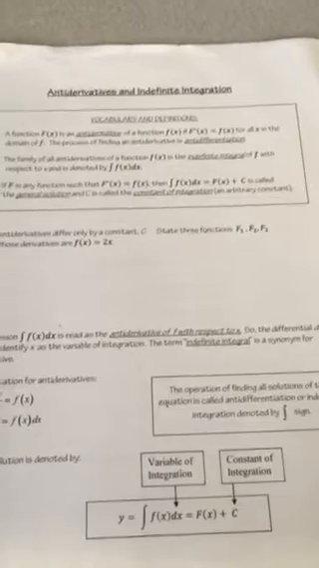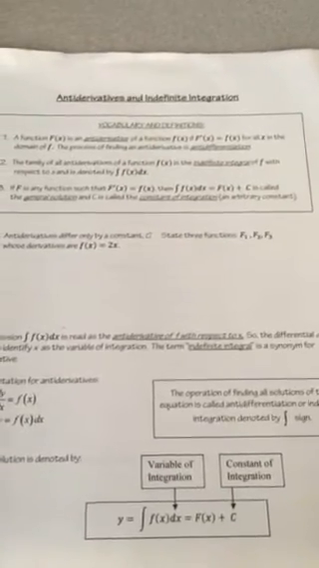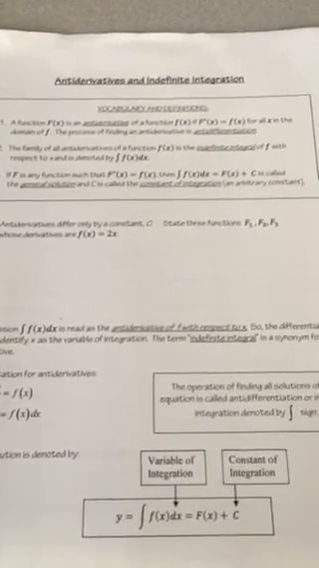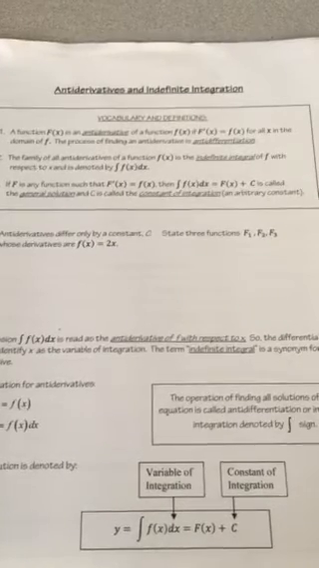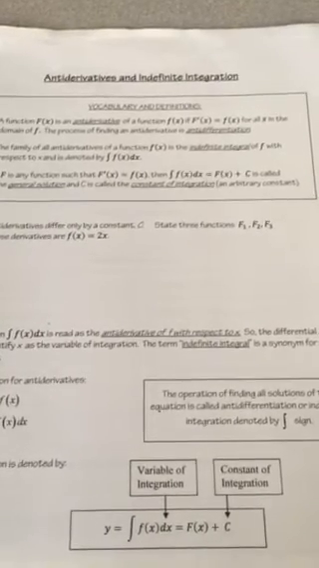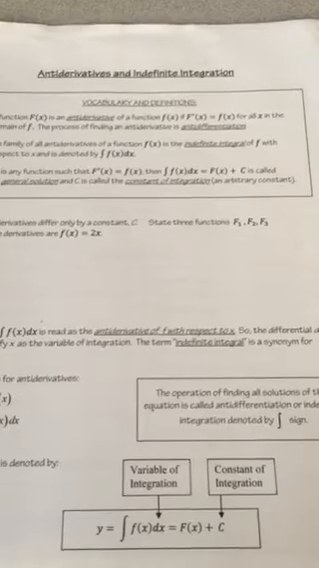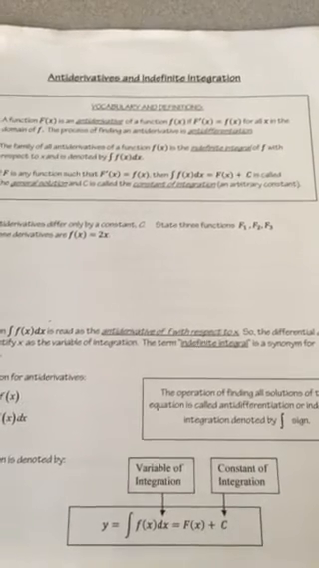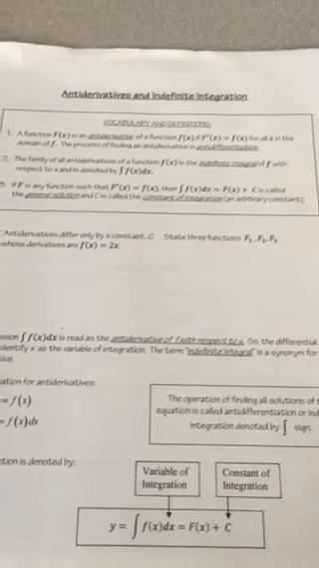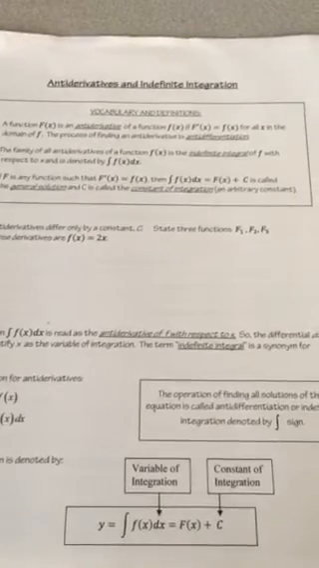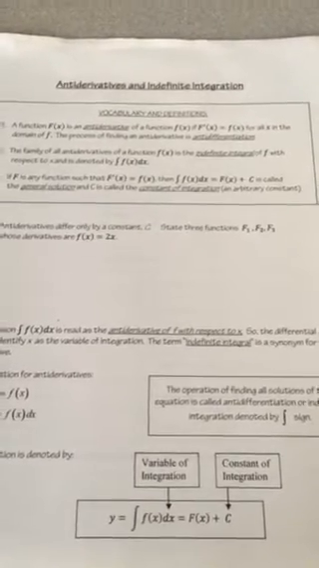Now, if you look at this box that you have here, vocabulary and definitions, a function capital F of x is the antiderivative of a function f of x if the derivative of capital F of x is equal to the regular function f of x for all x in the domain of f. And this is just called antidifferentiation.